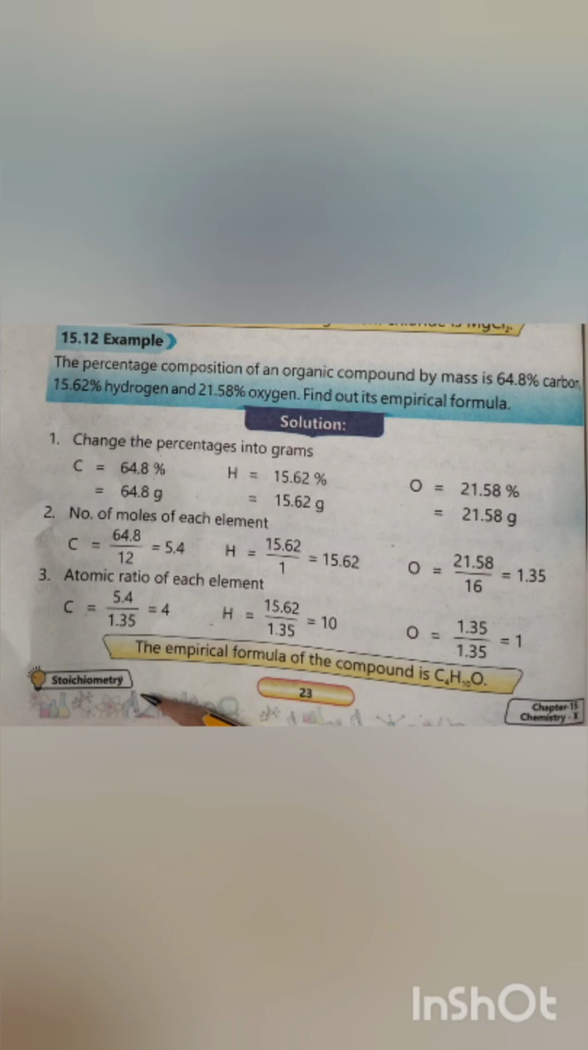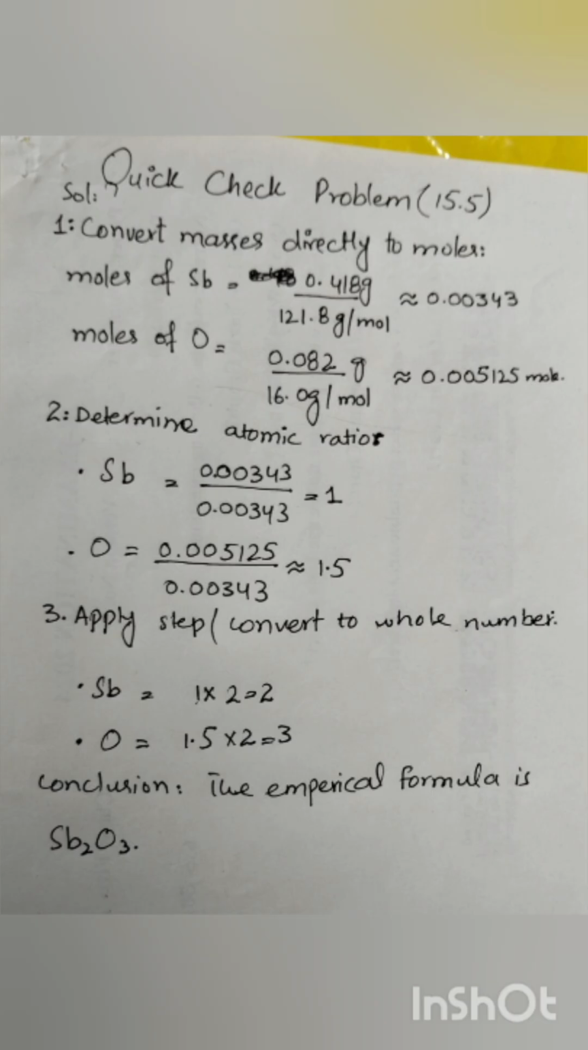Now we will see, according to their atomic ratio, the empirical formula of the compound is C4H10O. Now we will solve a quick check problem which says that a 0.5 gram sample of a compound contains 0.418 gram of antimony and 0.082 gram of oxygen. What is the empirical formula of the compound?